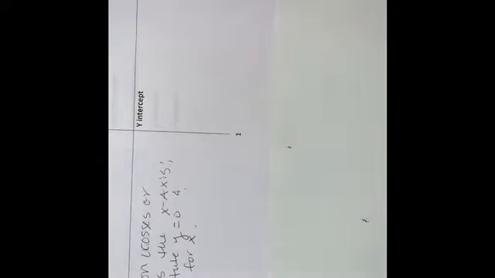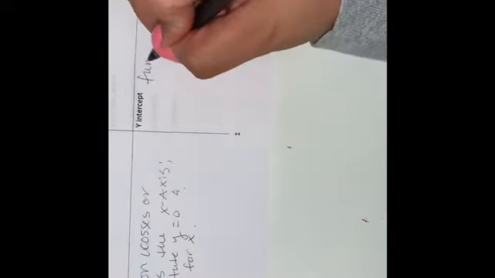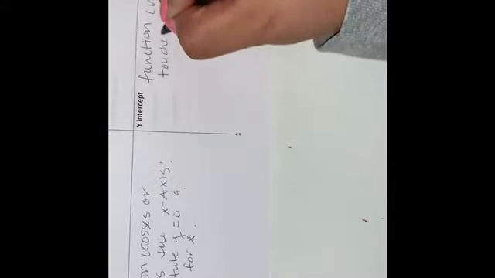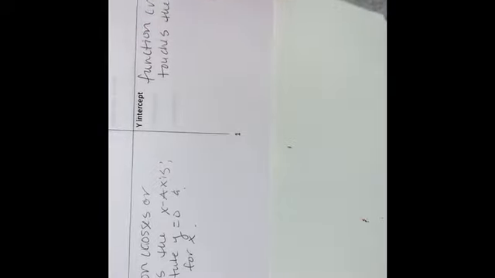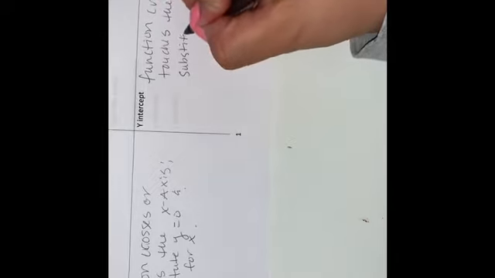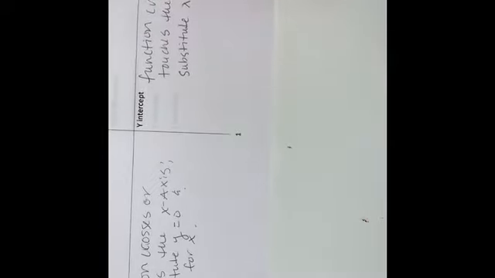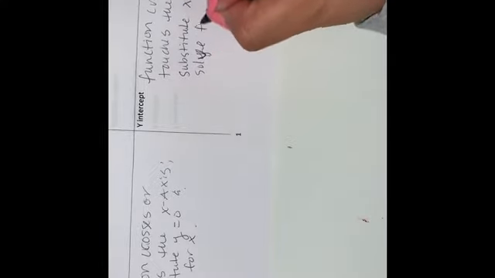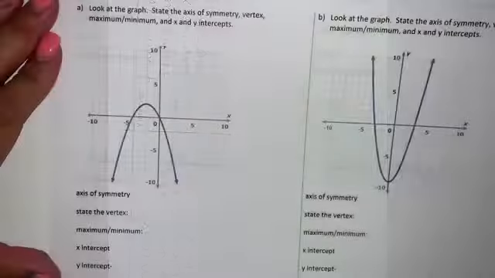Okay, the y-intercept is going to be where the function crosses or touches the y-axis. And then here to solve, you're going to substitute x equals 0 and solve for y.